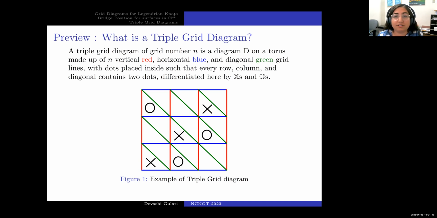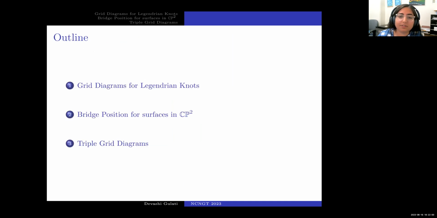Now that we know what a triple grid diagram is, how did they come about? How are they related to grid diagrams, which you might have heard of? And how is any of this related to Legendre submanifolds and contact topology? To begin, I will do a brief recap of what grid diagrams are and their relation to contact topology. Next, I will do a brief overview of what it means for a surface in CP2 to be in bridge position with respect to a trisection. After which, I will talk about shadow diagrams, Legendre tangles, and the motivation for the definition of triple grid diagrams, which represent surfaces in CP2.